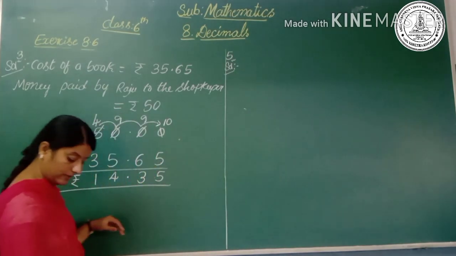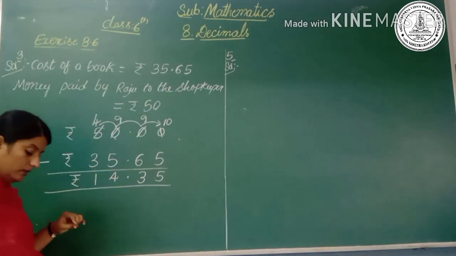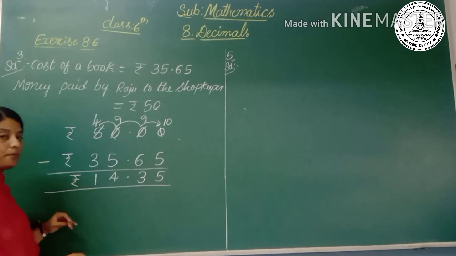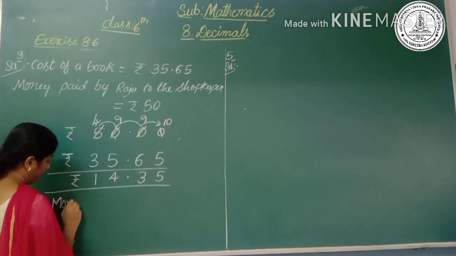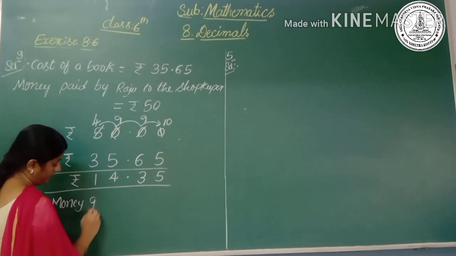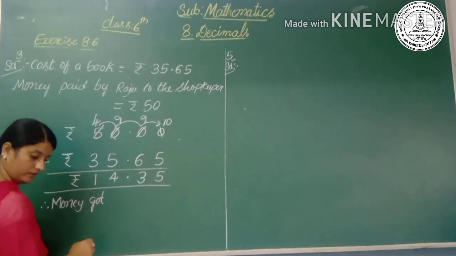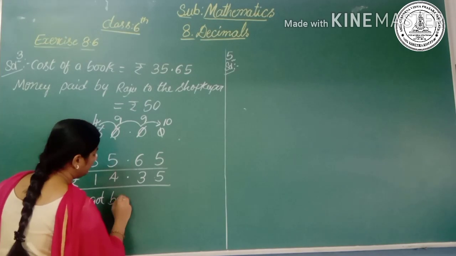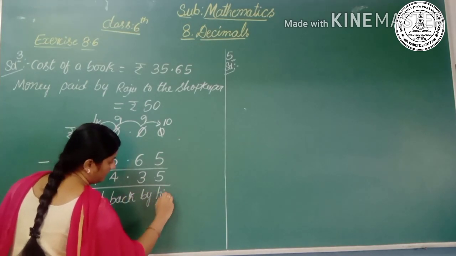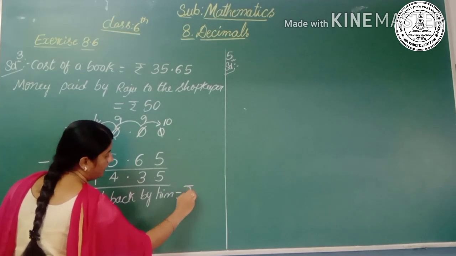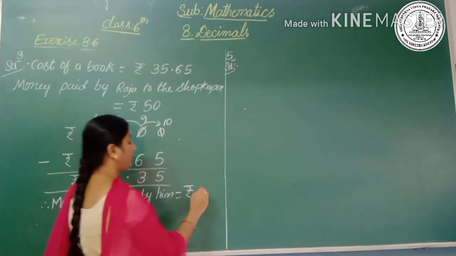At last, what do we have to write down here? Money got back by him, which is equal to rupees 14.35.